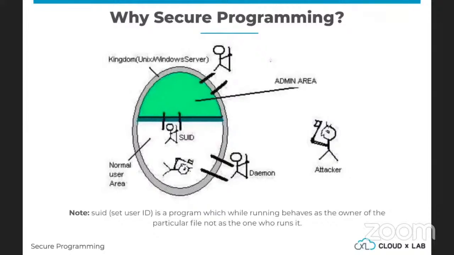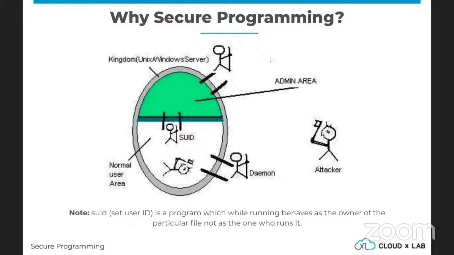When such a program runs, instead of running as you, it becomes some other user, usually the root user or the admin user. All right. These are called setuid programs. An example is the password command. When it runs, it becomes root, right? It's called setuid root. Though you are running it, while running, it becomes root.